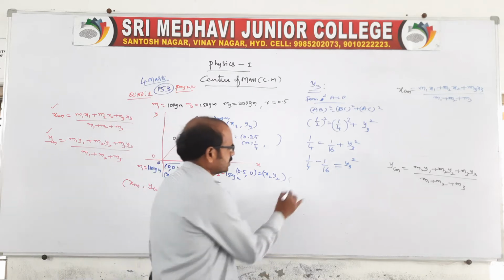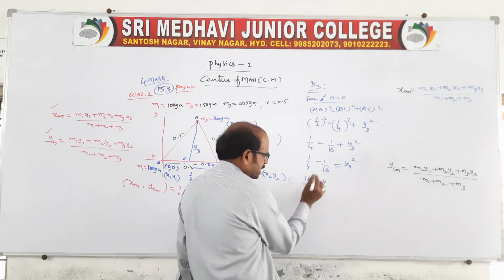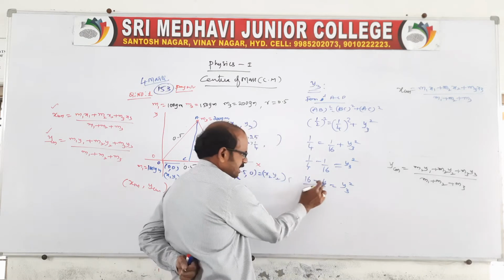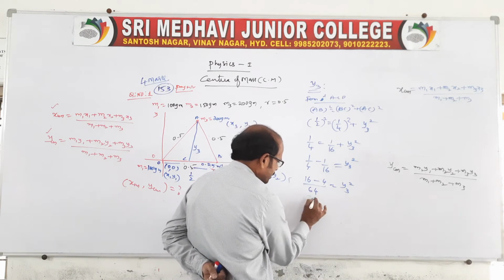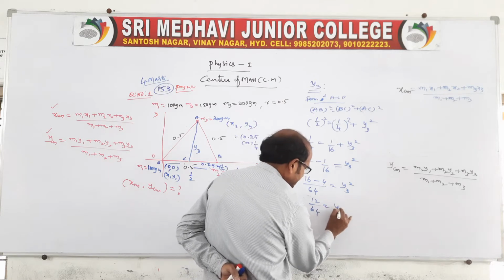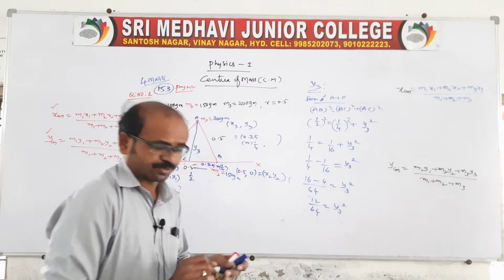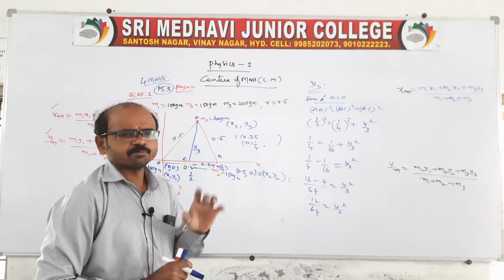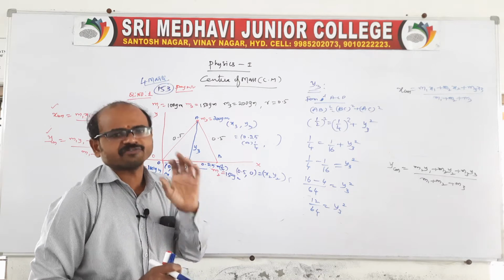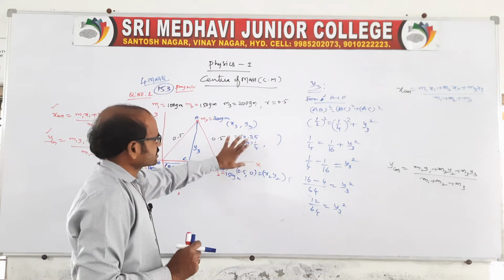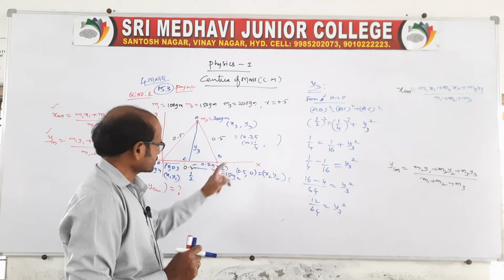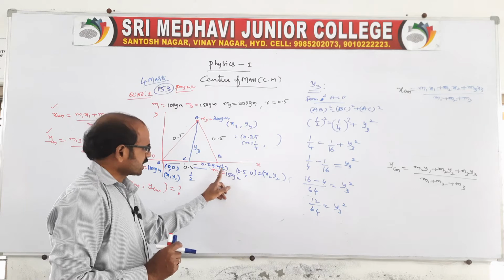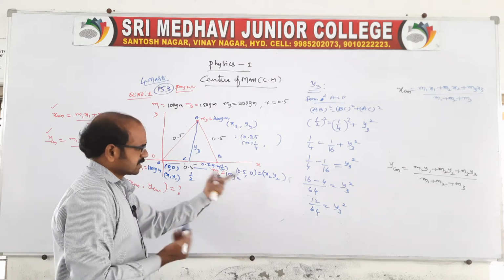Take the LCM here: 16 minus 4 by 4 into 16, which is 64, so that is y3 square. 16 minus 4 is 12, so y3 square is 12 by 64. I am telling the calculation in an easy method. You don't take 0.25 like that, because the calculation will be somewhat difficult. Instead of 0.25 you take 1 by 4, because 1 by 2 divided by 2 gives 1 by 4 only. Here also take 1 by 2, that is very easy.